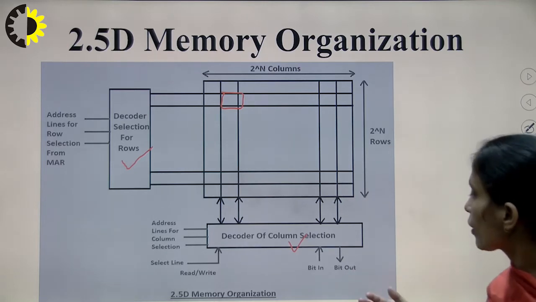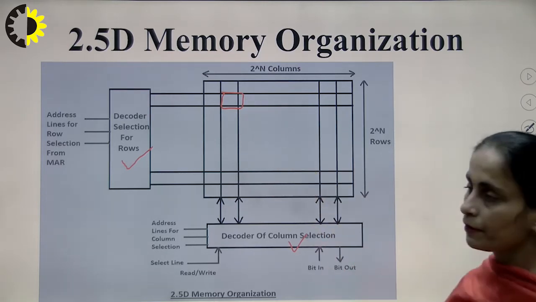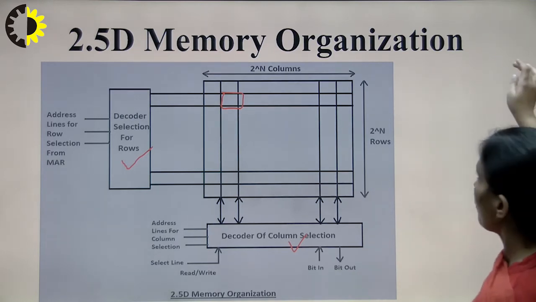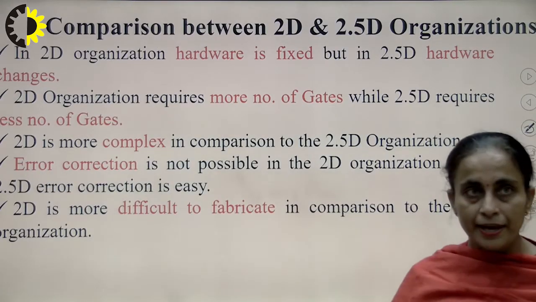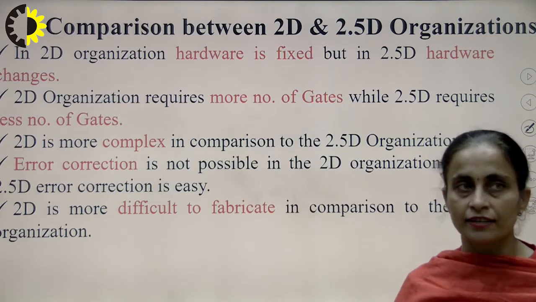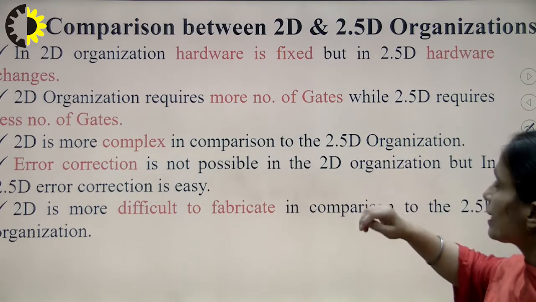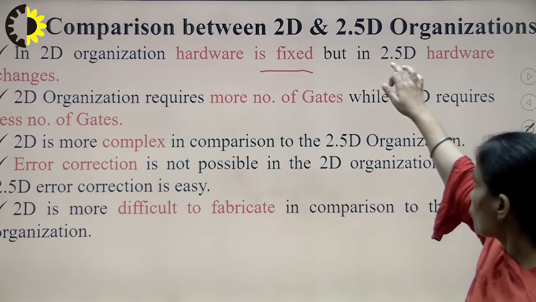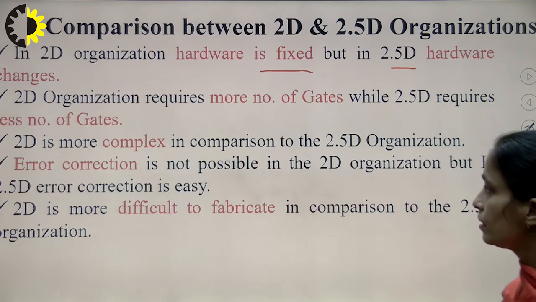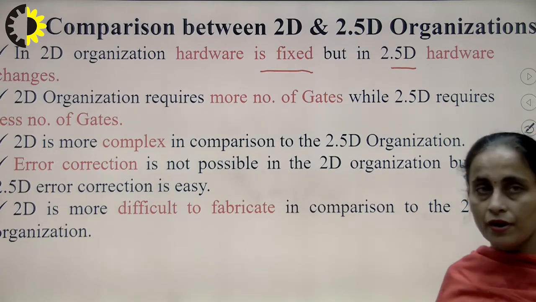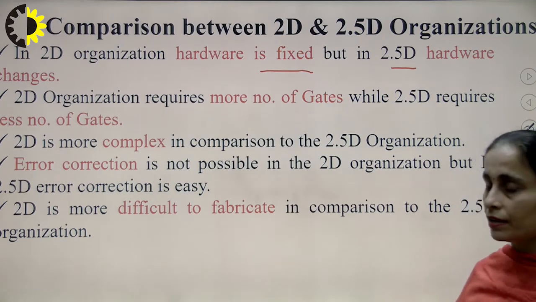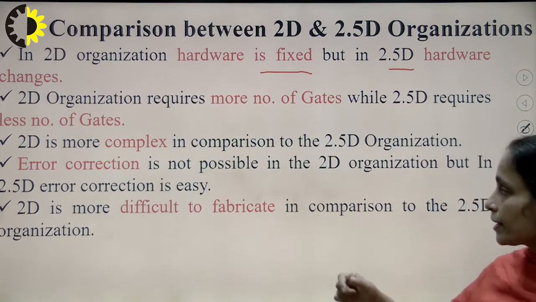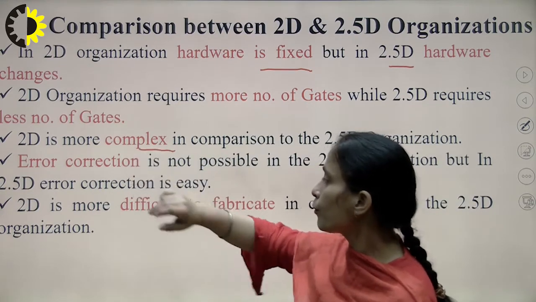So, the particular location I will be selecting, and I will be performing either the read or write operation that I have to perform. If I compare this 2D and 2.5D, in 2D organization my hardware is fixed as I have seen, but in 2.5D my hardware changes. The 2D organization requires more gates, but 2.5D requires fewer gates. 2D is more complex than 2.5D.